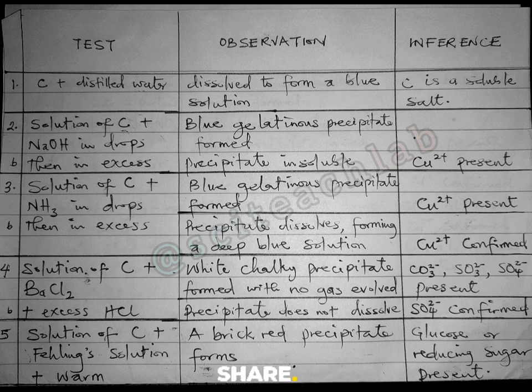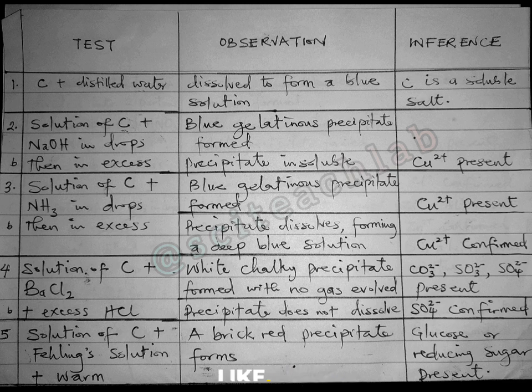But then when you add ammonia in excess, you allow it to pour in now, the precipitate will dissolve. Unlike that of sodium hydroxide, in excess it didn't dissolve. So the precipitate now in excess ammonia, NH3, will dissolve and form a deep blue solution. Once you see that, that is a confirmation that Cu2+ is present in that salt solution. So once you've confirmed, you won't write Cu2+ present again, you say Cu2+ confirmed.